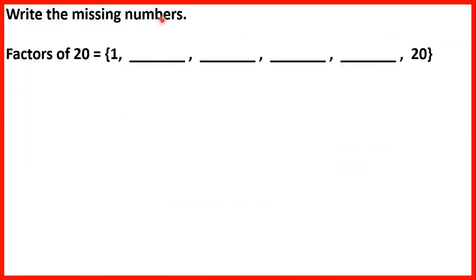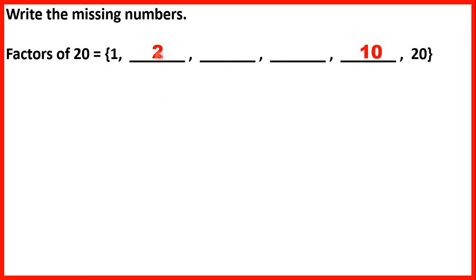Write the missing numbers. So we need to find factors of 20. Now remember, factors of 20 will be numbers that we can divide 20 by without leaving a remainder. So 20 is in what times tables? Well, it's in the 1 times table and the 20 times table, but 20 is also in the 2 times table, and because 2 times 10 is 20, 10 will be a factor as well.